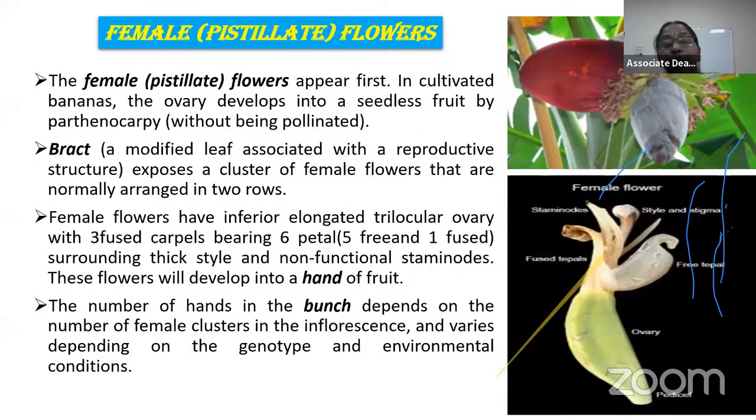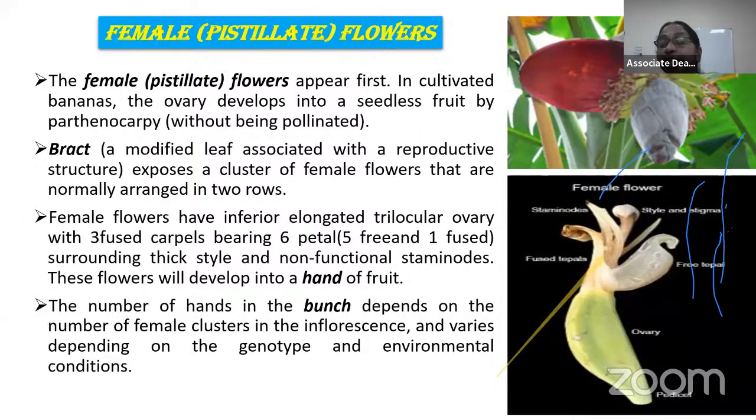As I told you earlier in the diagram, the female flowers have an inferior, elongated, trilocular ovary with 3 fused carpels, bearing 6 petals, that is 5 free and 1 fused, and also surrounding the thick style and non-functional staminodes. These flowers will develop into a hand of fruit. So the entire part is known as one hand. The number of hands in the bunch depends upon the number of female clusters in the inflorescence, and generally it varies depending on the genotype and also the environmental conditions.